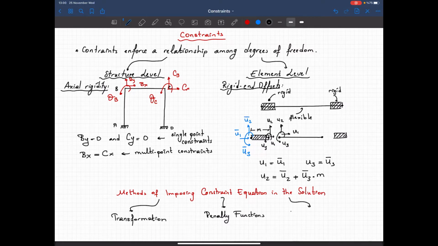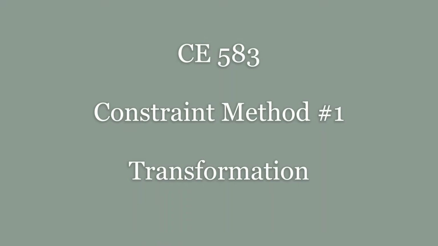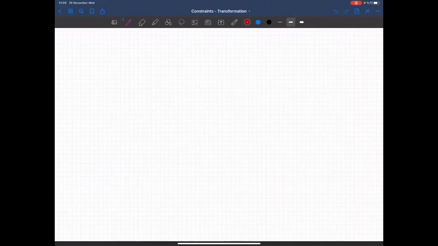And the third method is using the Lagrange multipliers. Okay, now let's see how we can impose constraint equation by using the transformation method.